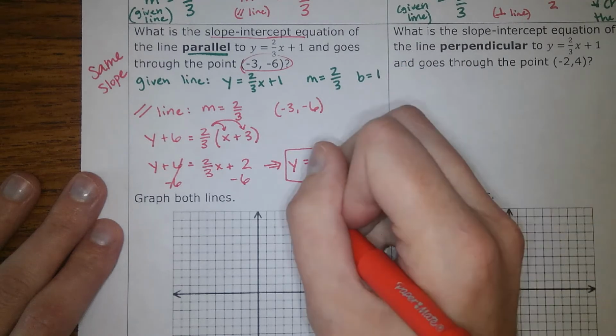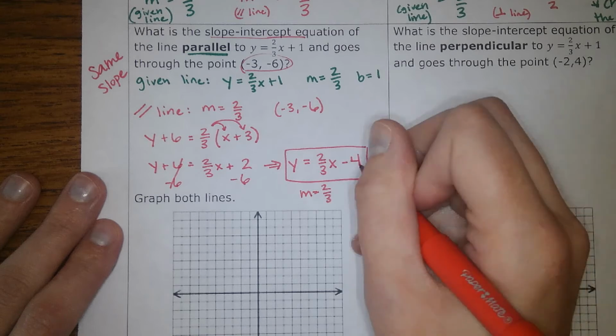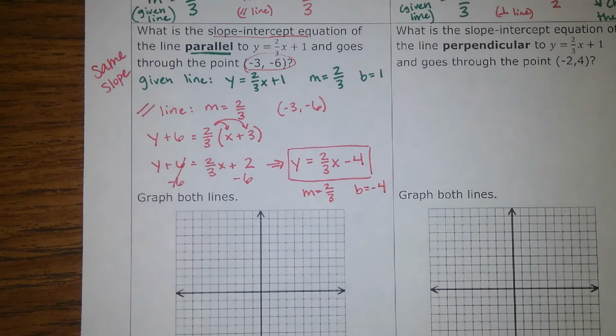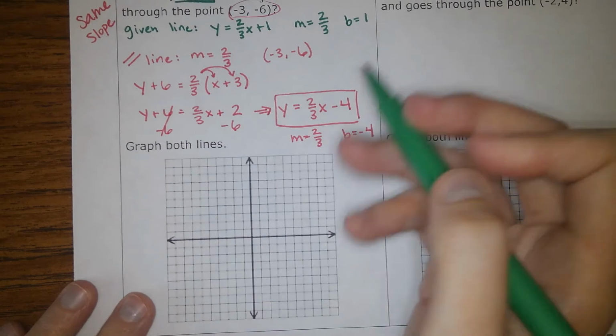And the new equation, remember, we already know the slope is going to be 2/3. And we know that the y-intercept is -4. So now that we have all this information, we can graph both lines. So how we're going to do this is, let's graph our first line, the given line. I'm going to do this in 2 different colors.